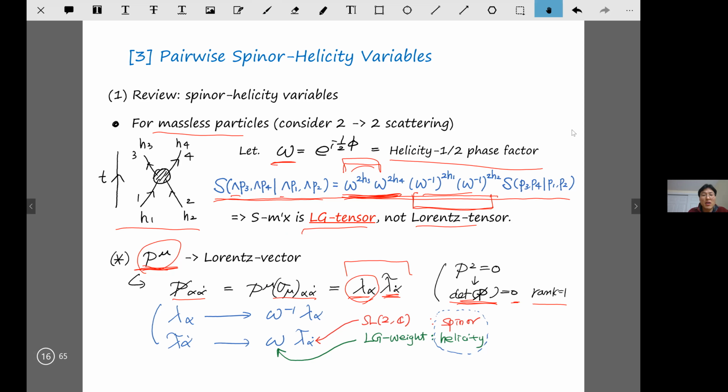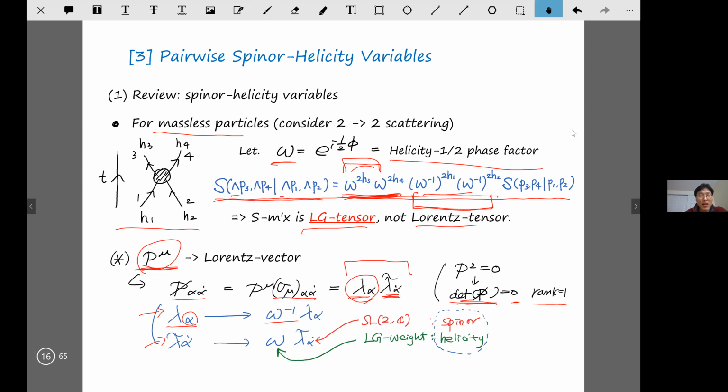Okay, and under Lorentz transformation, this SL2C vector, which carries SL2C indices alpha, is basically transformed with the Lie group phase factor, omega to the inverse. So lambda has a helicity minus half, and the lambda tilde has a helicity plus half.